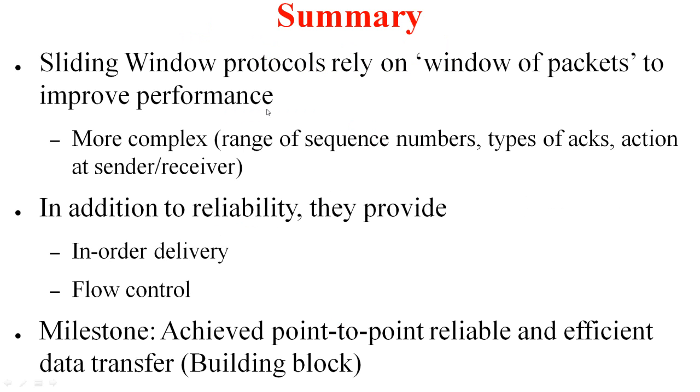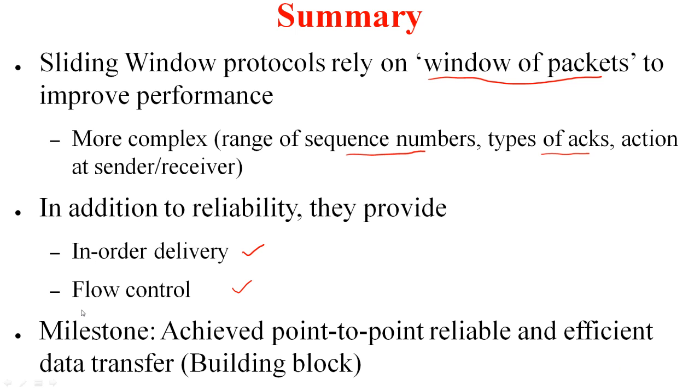So here is a summary of what we learned in this video. Basically, stop and wait doesn't perform well, so we relied on windows of packets to improve performance. These are the sliding window protocols. These are definitely more complex. You have to handle a range of sequence numbers, there are different types of ACKs, and the actions at sender and receiver in response to events can also be quite complex. In addition to reliability, these protocols can also provide in-order delivery as well as flow control.